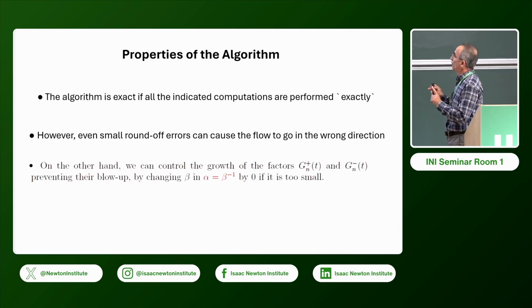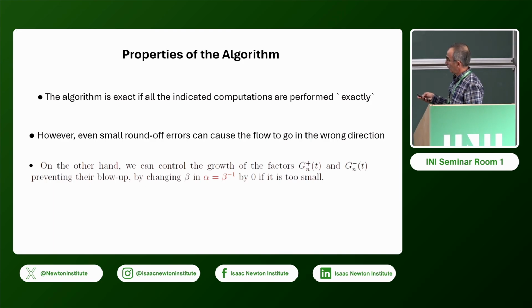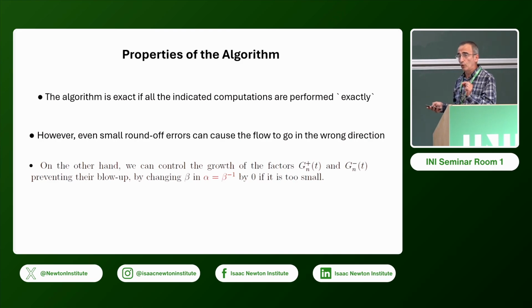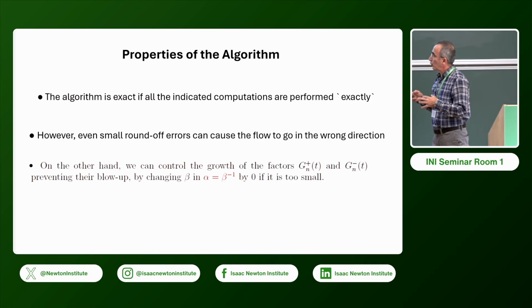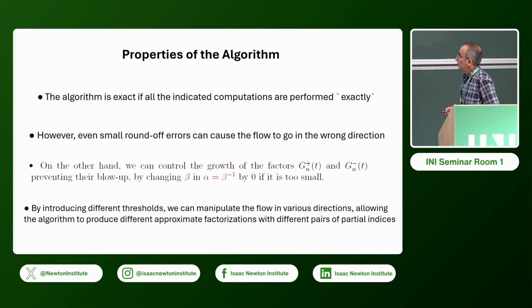On the other hand, we might control the growth of the spectra of factors, in the sense that if, for example, alpha is too small, and therefore this is too large, we can assume that this is 0 because of round-off errors. We can assume that this is 0, and we can go in a different direction, and maybe produce different partial indices. But on the other hand, these factors will not be too large, and we assume that this is important.